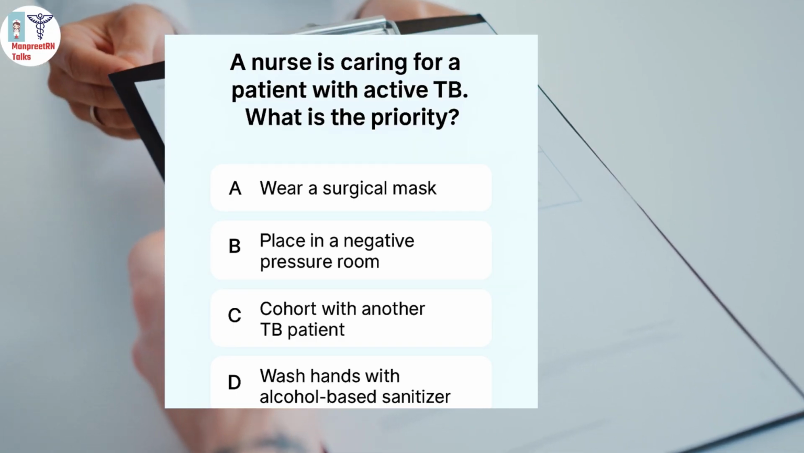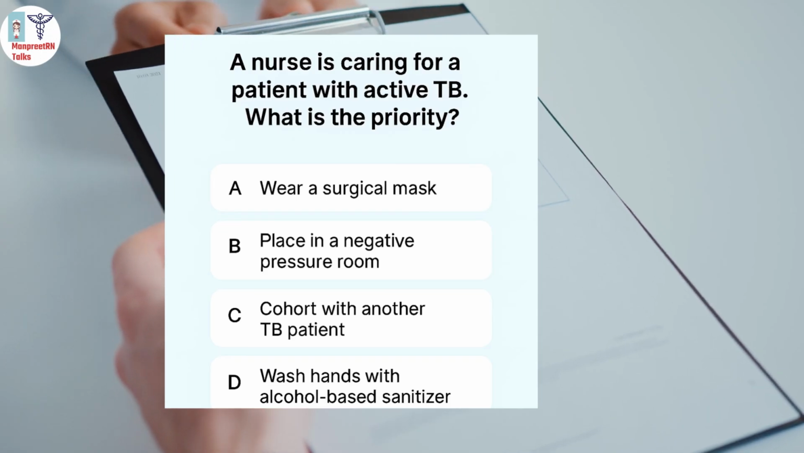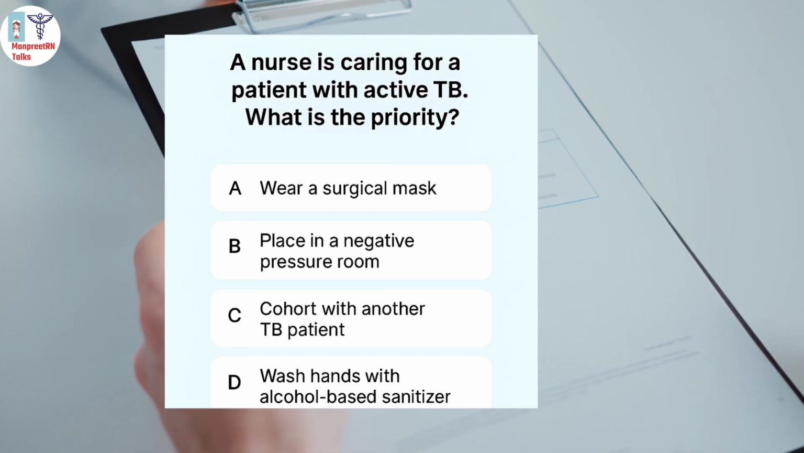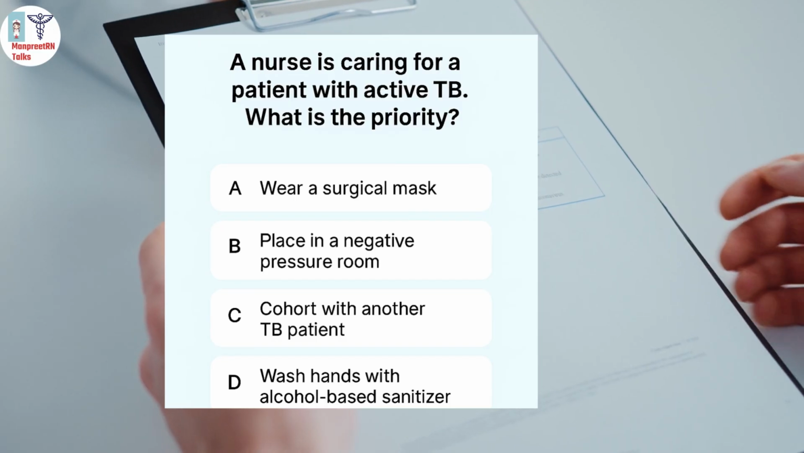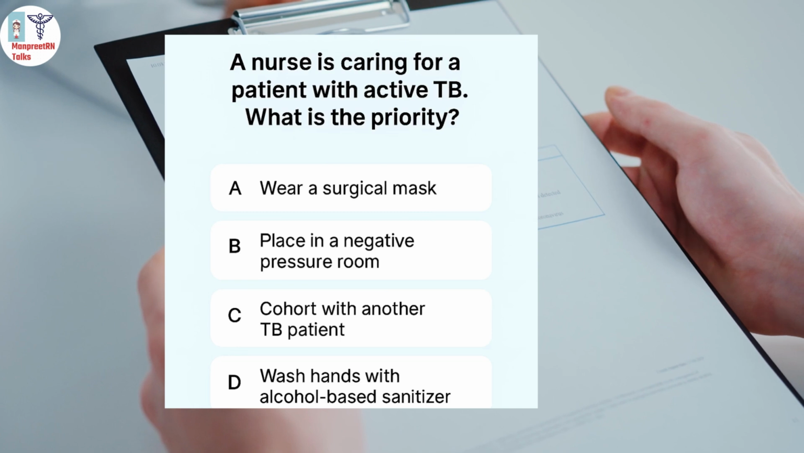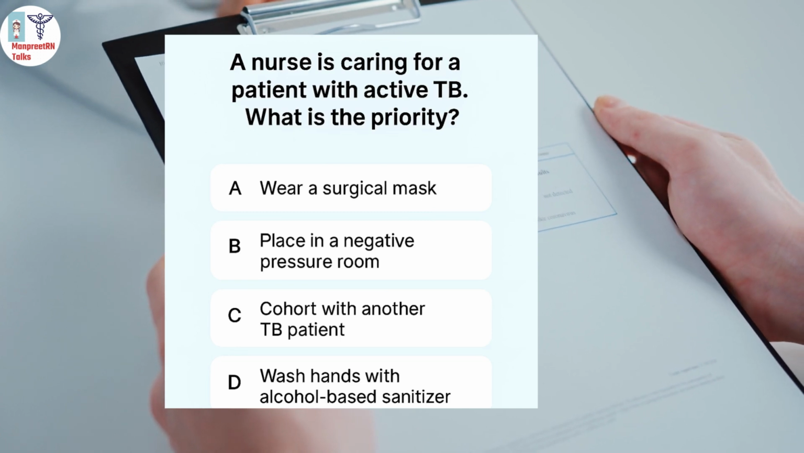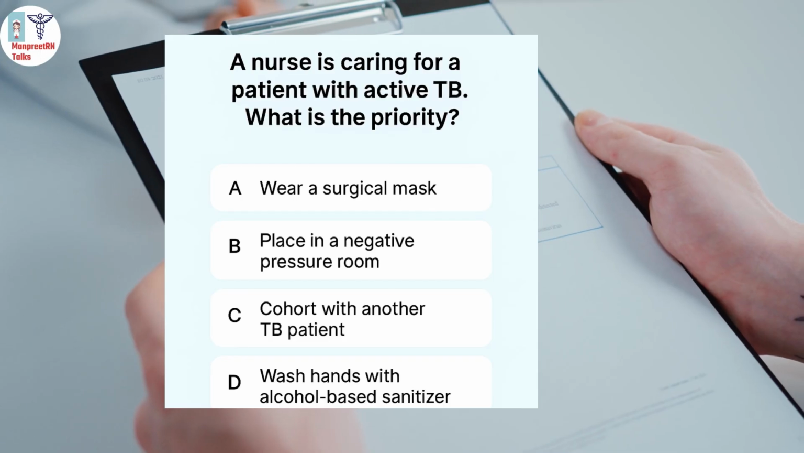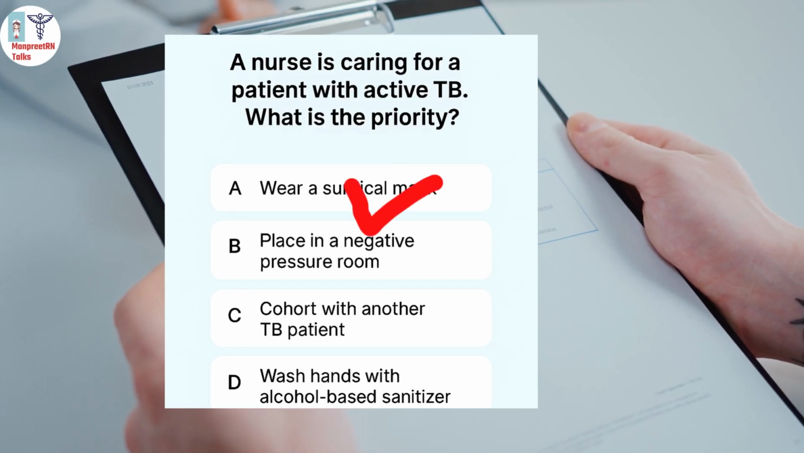So cohort with another TB patient, no, cohort should not be done. The patient is kept alone in the negative pressure room. So wash hands with alcohol-based sanitizer? No, wash hands with soap and water. So the correct answer is B.